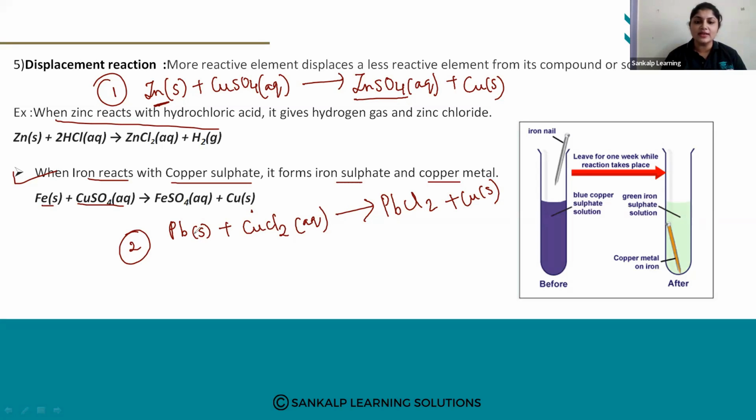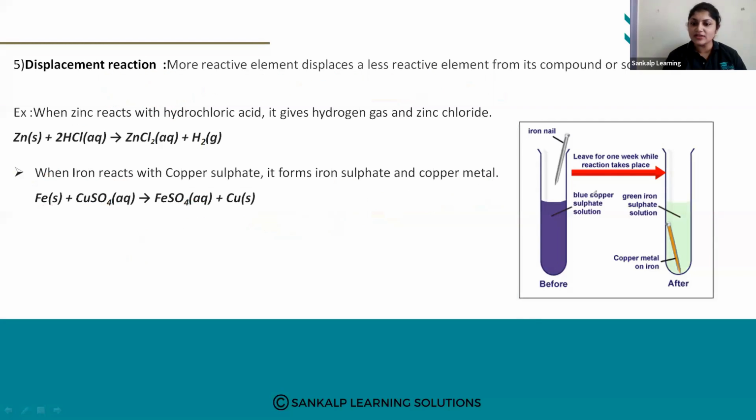So here you can see zinc. In both the cases here, zinc and lead, these are more reactive than copper. As they are more reactive than copper, they displace copper from its compound. So zinc and lead are more highly reactive than copper. So because of that, they displace the copper from its compound. Okay, so this is the example for displacement reaction. Understood? What are displacement reactions?